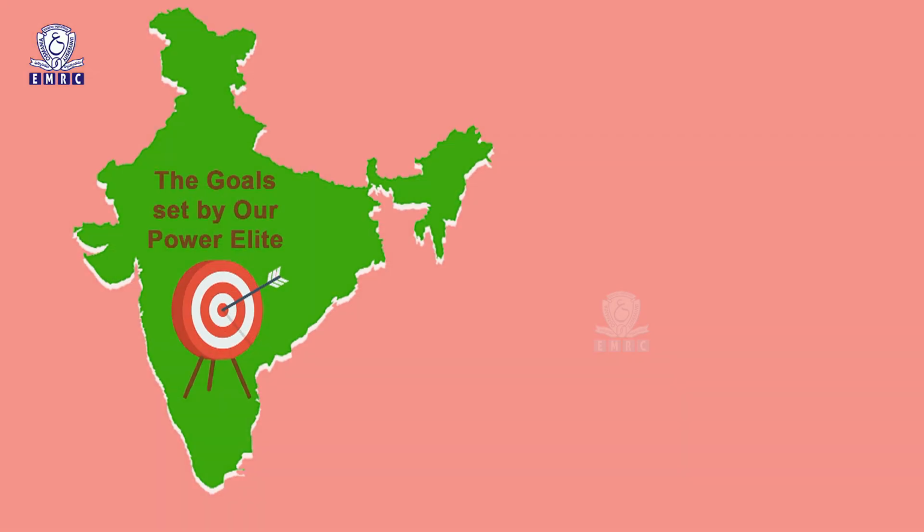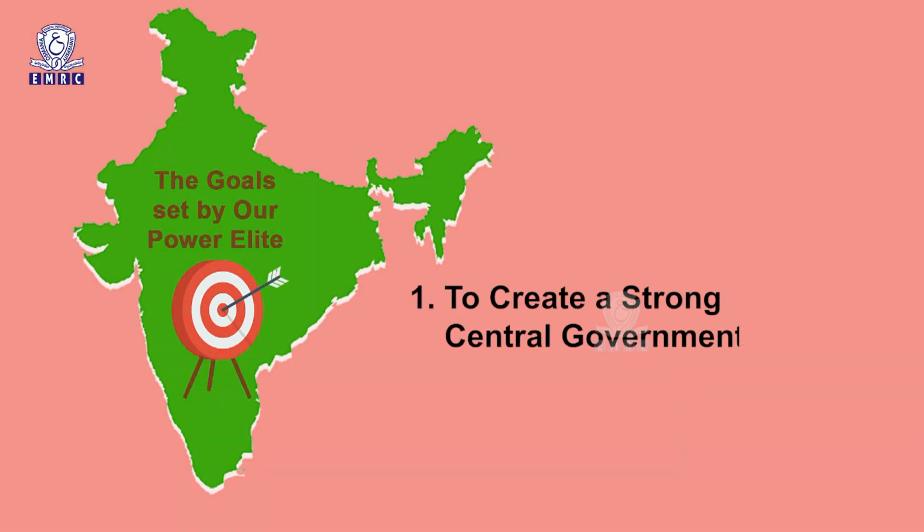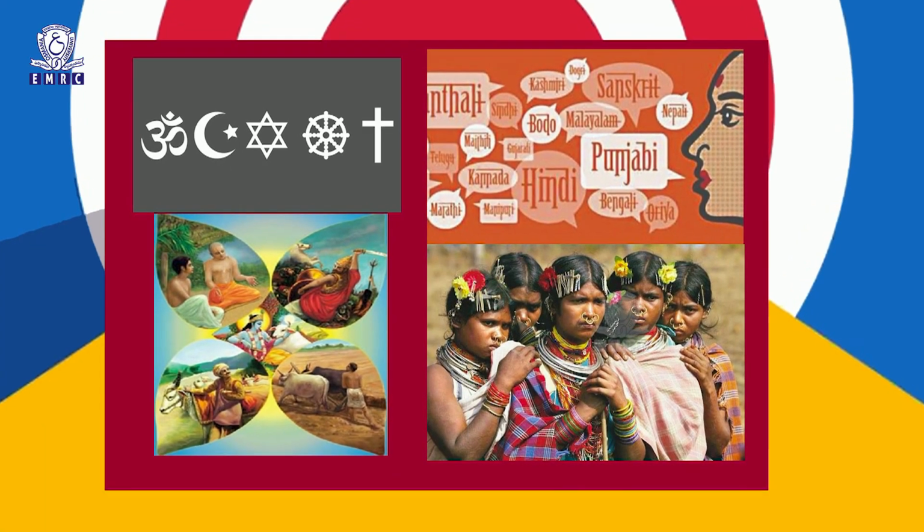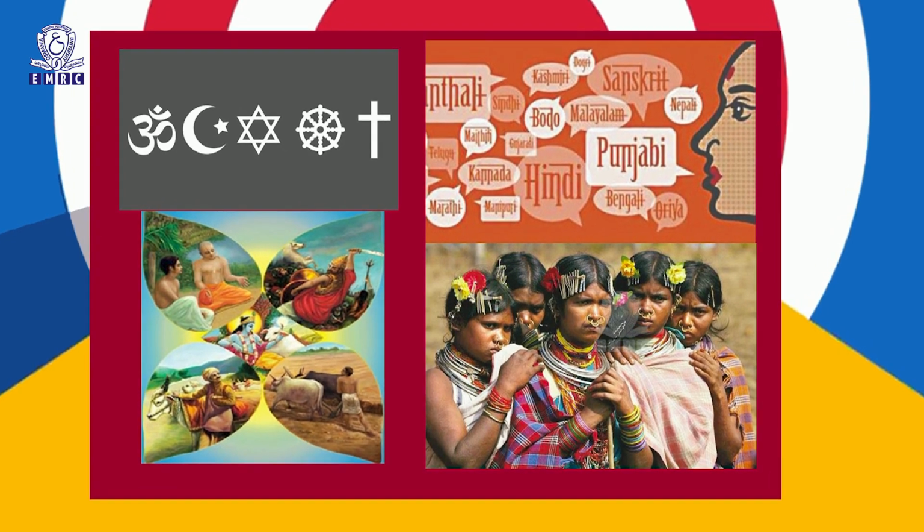The goals set up by our power elite were: 1. To create a strong central government. Creating a strong central government was necessary because historically political authority in India has been fragmented. After independence, it was feared that religious, linguistic, caste, tribal, class, etc. forces may further attempt to fragment authority. A strong federal government with some authority to state governments alone would thwart attempts at such fragmentation.